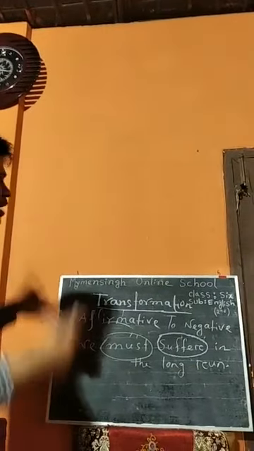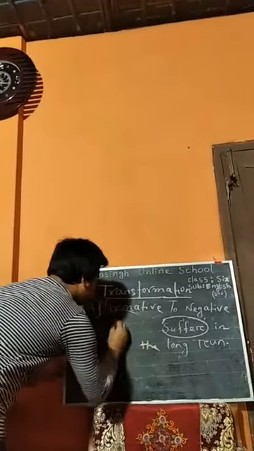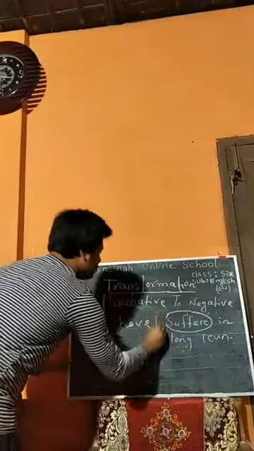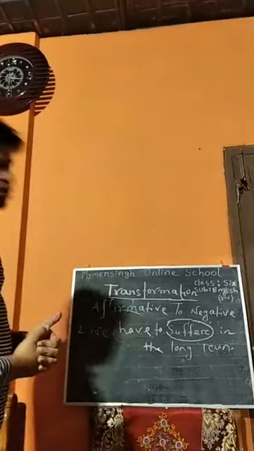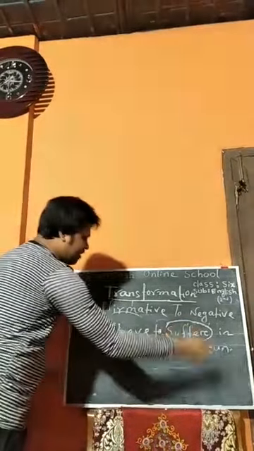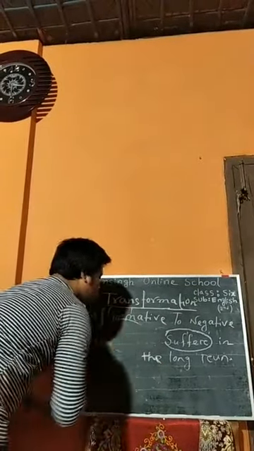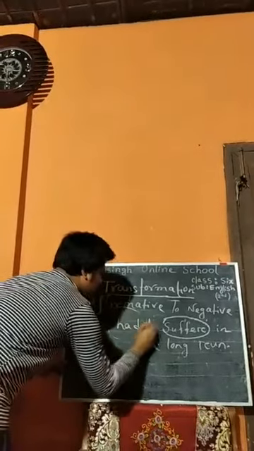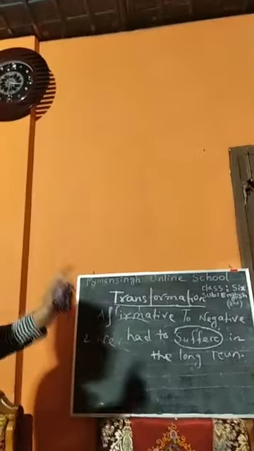Perhaps you have understood. Now I am giving you another example: we have to suffer in the long run. Have to will be replaced by cannot but. The answer will be we cannot but suffer in the long run. If we find had to, what will it be? Here we use we could not but suffer in the long run. Perhaps you have understood these two rules.